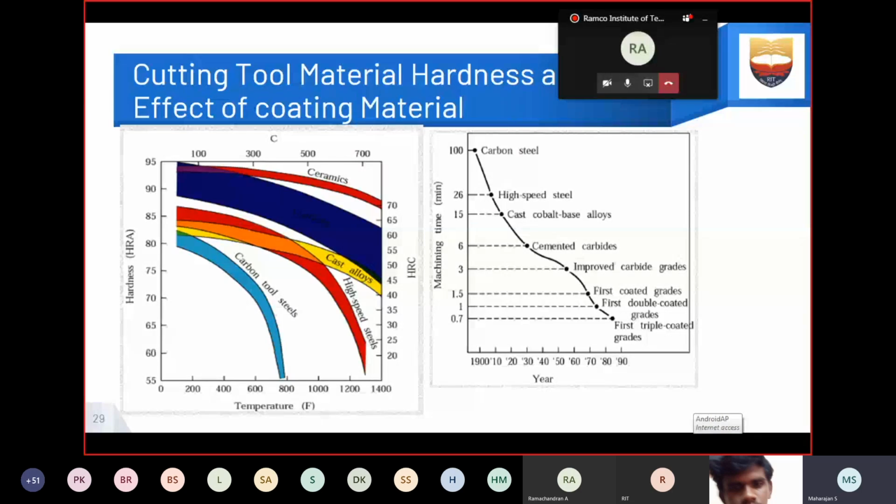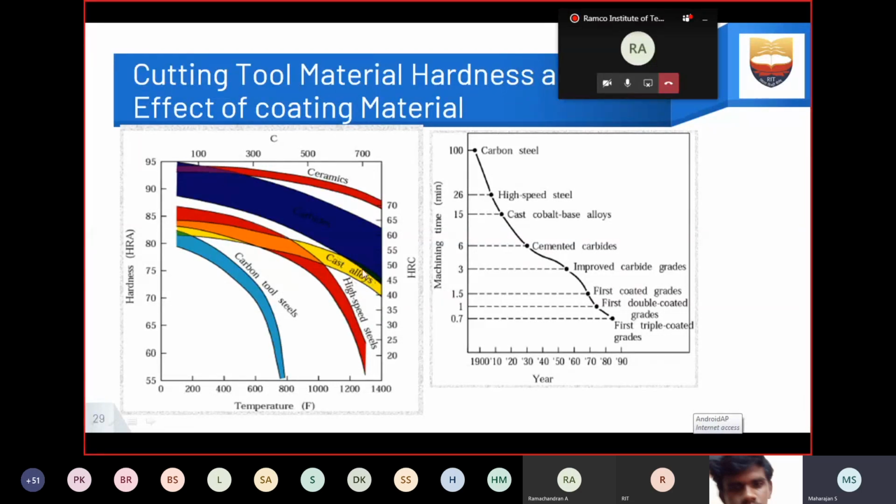So the carbon steel, you see, if you increase the temperature, what happens? The hardness drastically reduces in carbon steel. So they go for high speed steel: tungsten, chromium, vanadium. 18% tungsten, 4% chromium, 1% vanadium. The tungsten steel, high speed steel material. If you increase the temperature, what happens? The hardness also reduces.